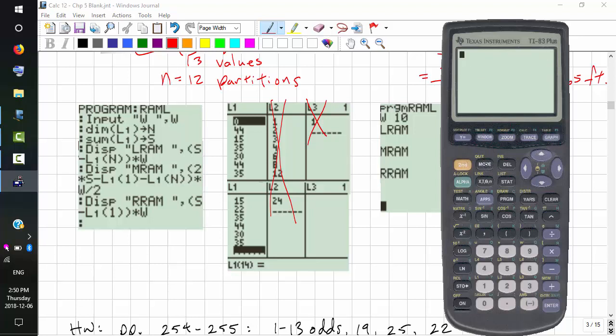Now we can quit. And we're going to run the program. So program, this is called RAM-L, not left RAM. RAM list is what it stands for. Okay, all we have to do is enter the width because it's already getting the values from the list. And we've got exactly the same values as we calculated. And that completes this lesson.